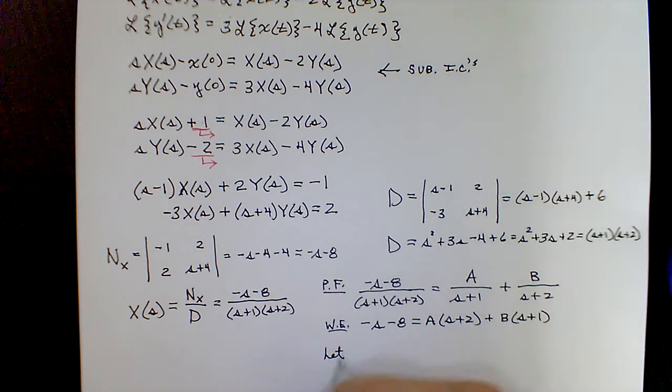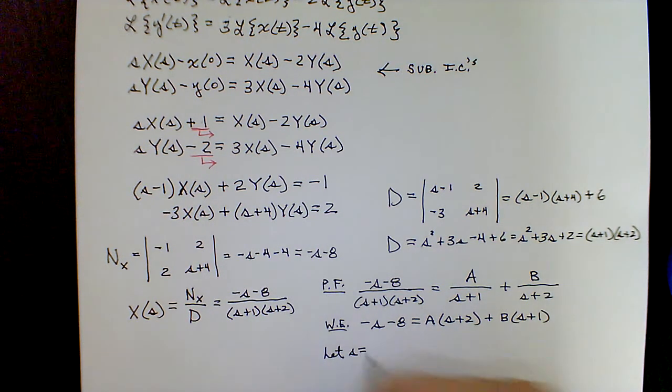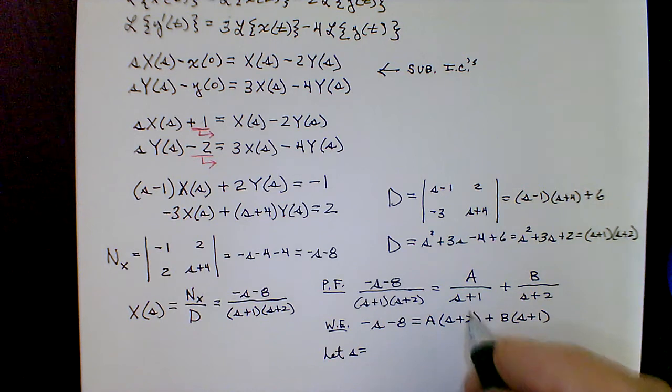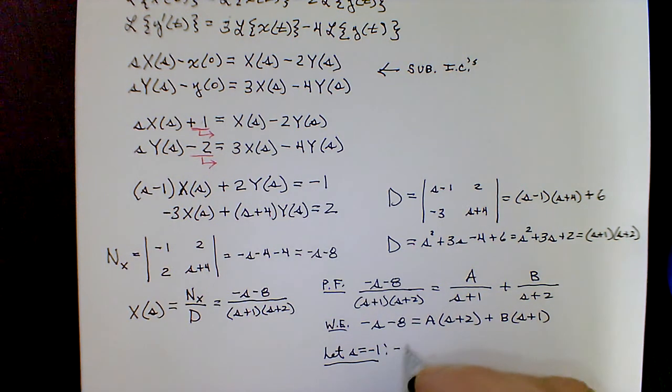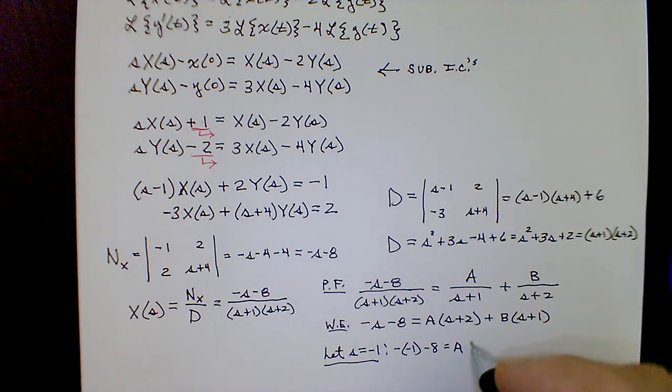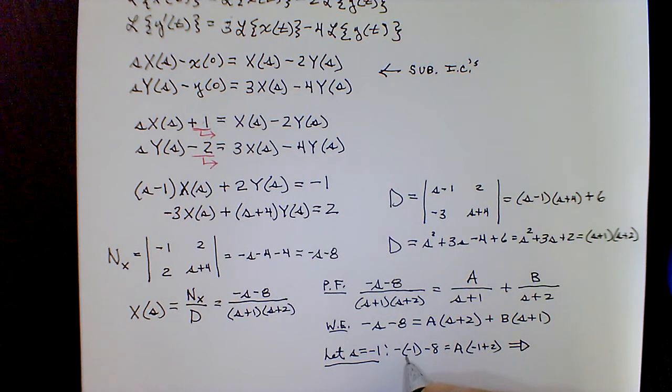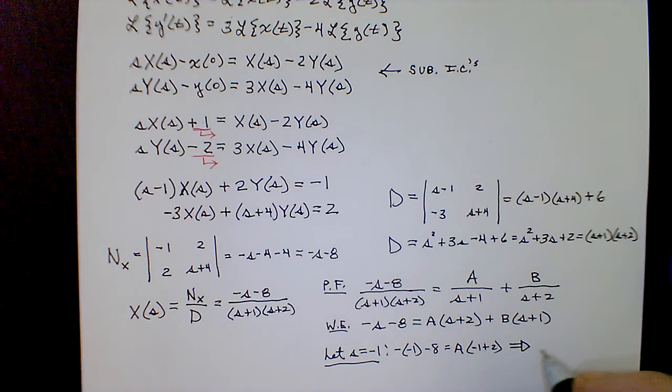Because they're linear factors, we could use the elimination method. To get A, I'll let s equal negative 1. Then we have minus 1 minus 8 equals A times (minus 1 plus 2). So then immediately we get 1 minus 8 is 7, negative 7, equals 1A, so negative 7 is A.